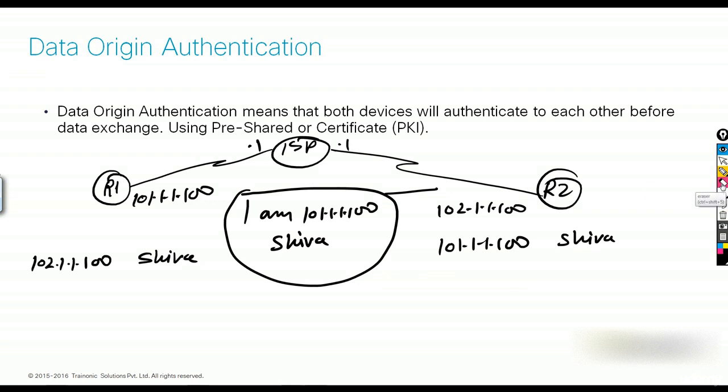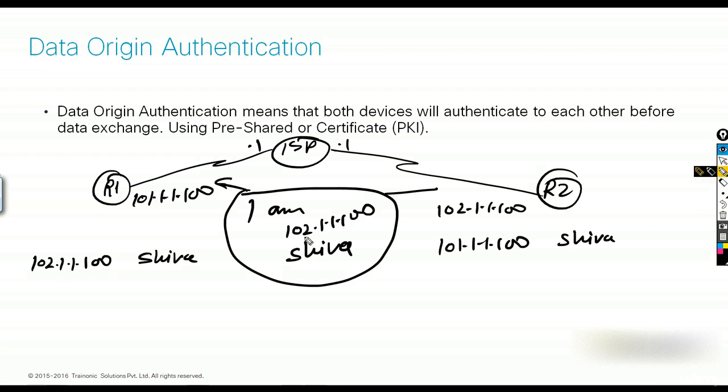Same in reverse, R2 will send to R1. It will say I am 102.1.1.100 and my key is Shiva. When this information goes to R1, R1 will check, okay, who is coming? 102.1.1.100, and what is the key? Shiva. Yes, it means the peer is authenticated.